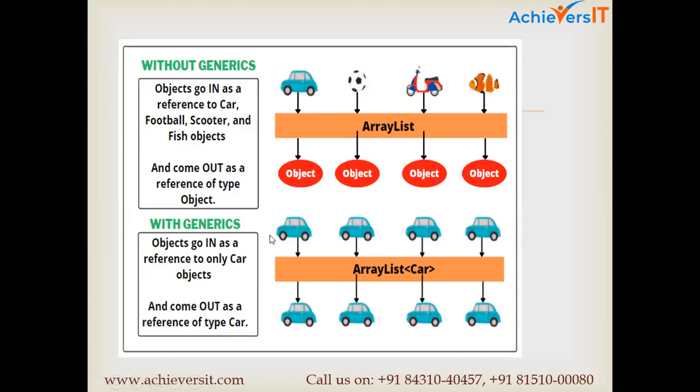When it comes to generics, we can create a list of car. You specify that you are using car type objects in this particular list. When you specify that, it is so easy: whenever it goes in as a car, it comes out as a car. No confusion in that. That is how you use generics when you are using collections. Hope I am clear with this example for you. What is generics?